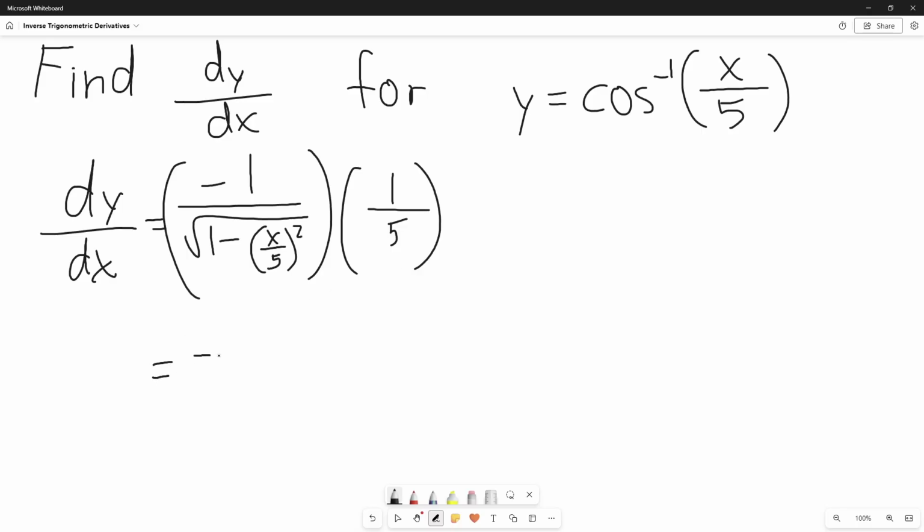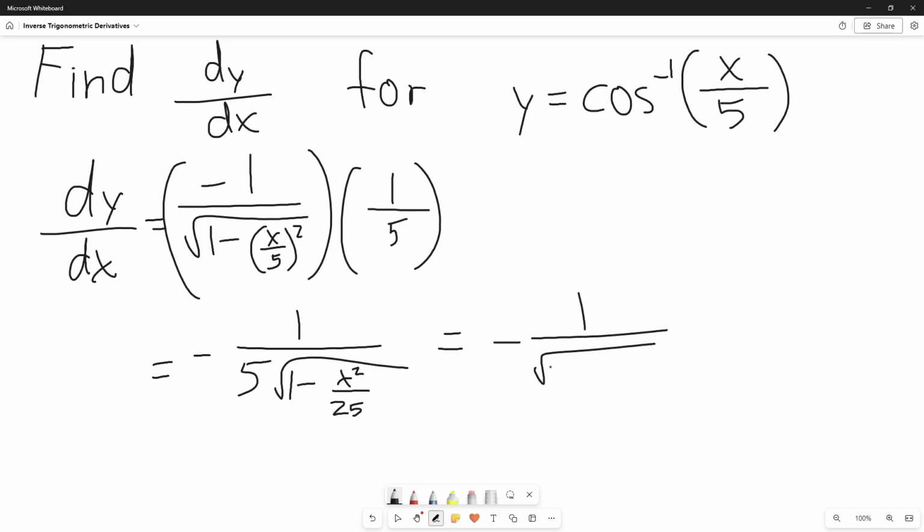Now let's simplify this to negative 1 over 5 times the square root of 1 minus x squared over 25, which is 5 squared. And we should try to get rid of this compound fraction, and luckily in this case it's pretty easy. If you put the 5 back into the square root by just setting it as the square root of 25, then we get negative 1 over the square root of 25 minus x squared. And that's our final answer.